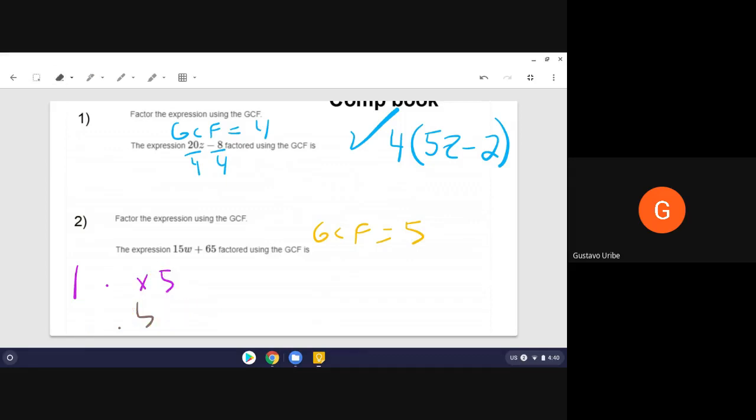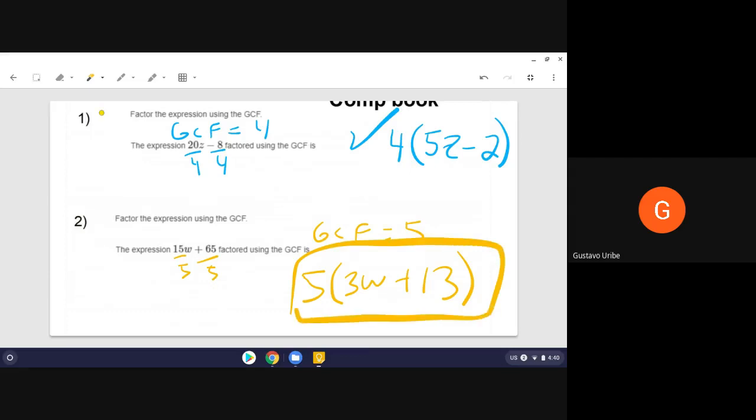Knowing that information, we can go ahead and simplify or factor this expression by dividing each of these by 5, which we just did when we found the factor, right? There's a 5 on the outside. 15W divided by 5 gives me 3W. This is positive, so I'm going to have plus. And we just figured out that 65 divided by 5 was 13. If you don't remember that, go ahead and rewind it to where I did 65 divided by 5. And here is our answer.